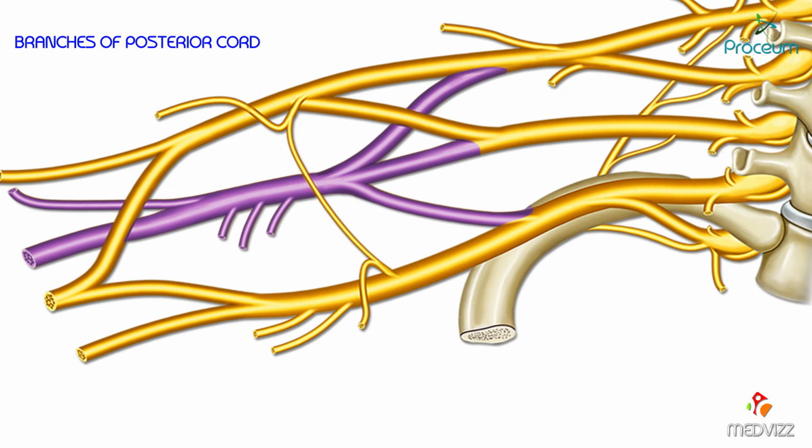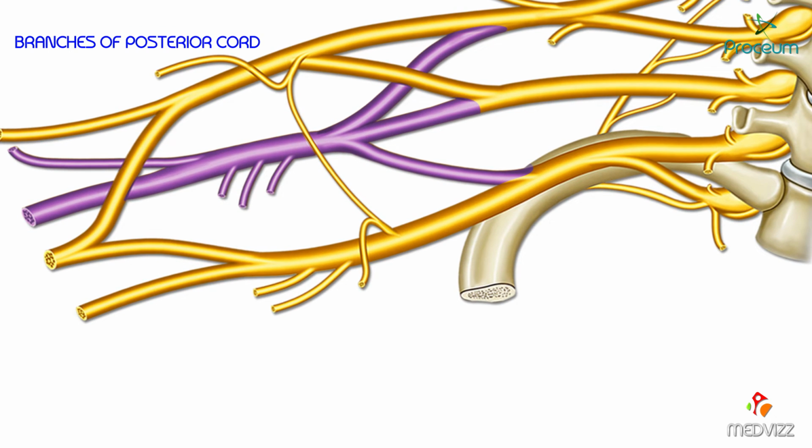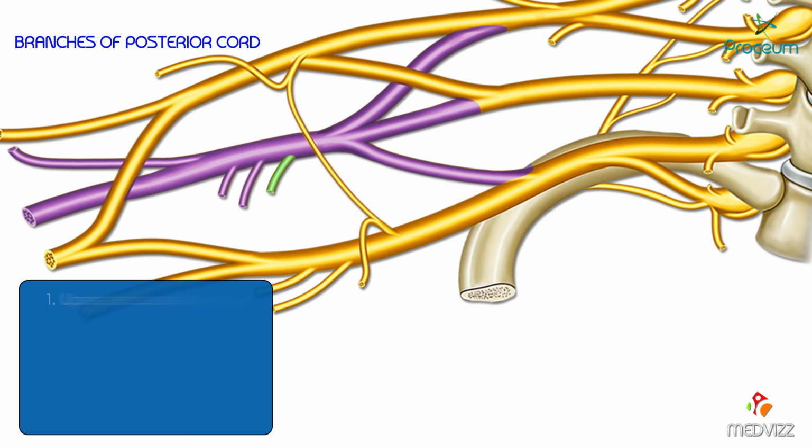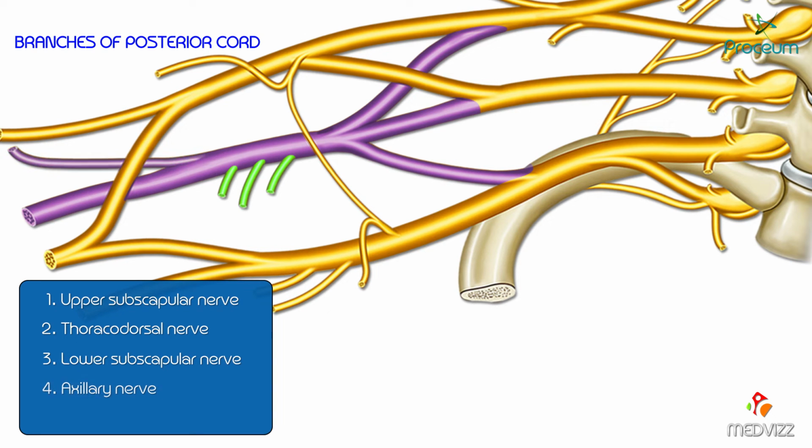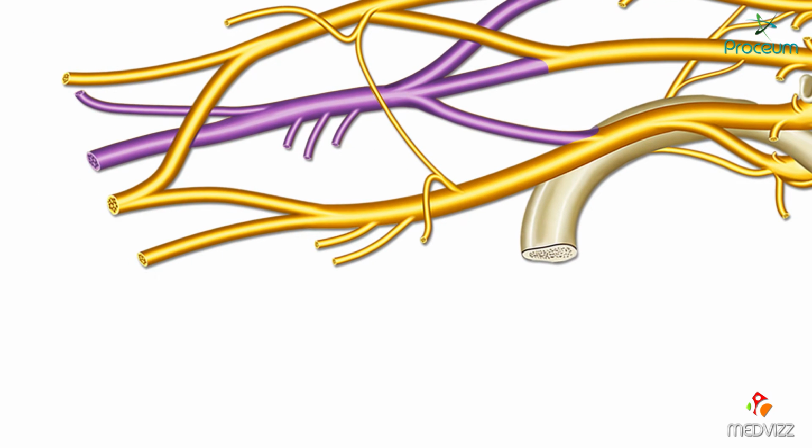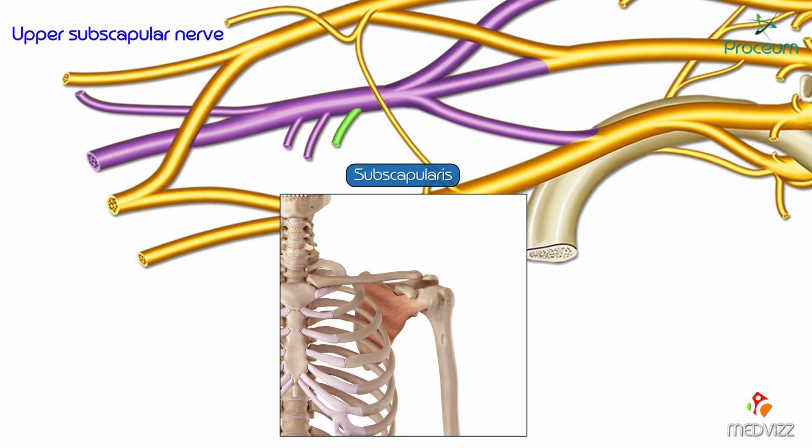Now let us discuss what are the branches which arise from the posterior cord of the brachial plexus. Like the medial cord, the posterior cord also gives off a total of 5 branches, right? One is the upper subscapular nerve, thoracodorsal nerve, lower subscapular nerve, axillary nerve, and the radial nerve. All these are the 5 branches which arise from the posterior cord of the brachial plexus, and you can remember them with the mnemonic ULTRA. So here the first one is the upper subscapular nerve.